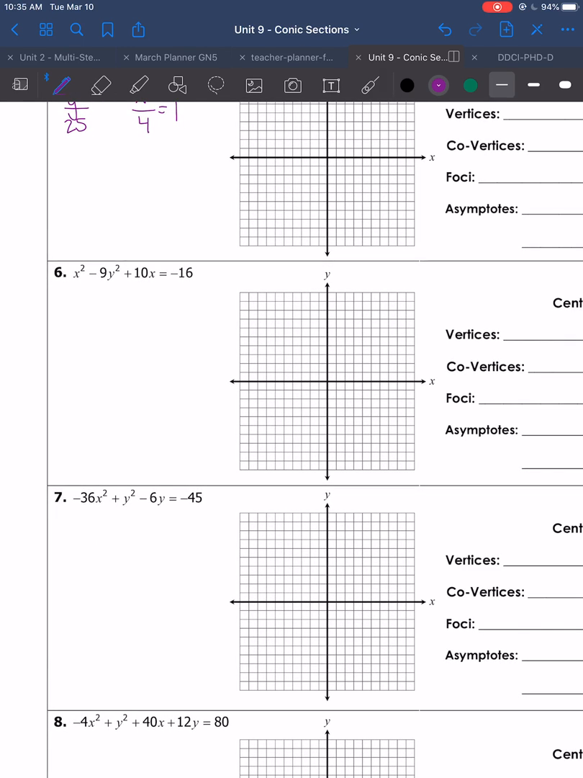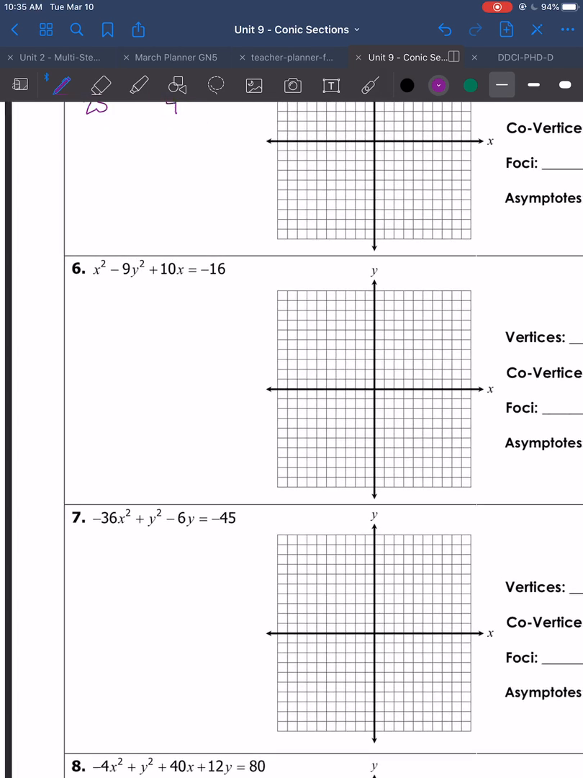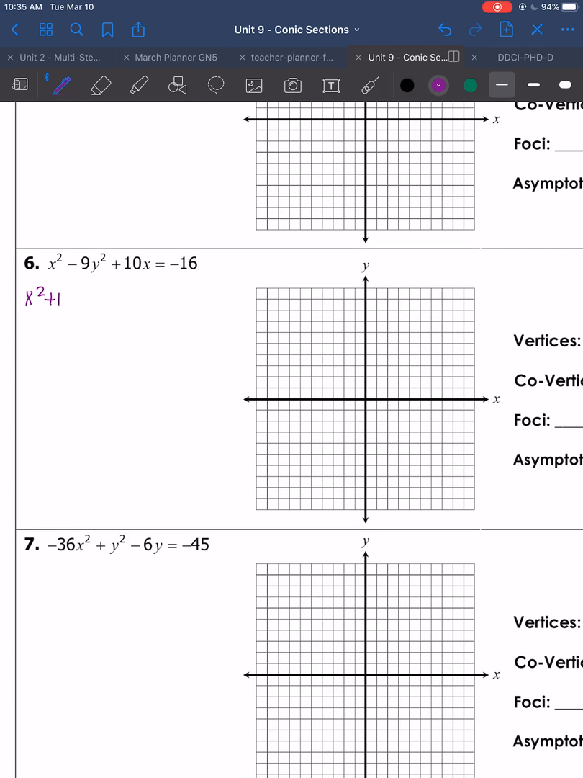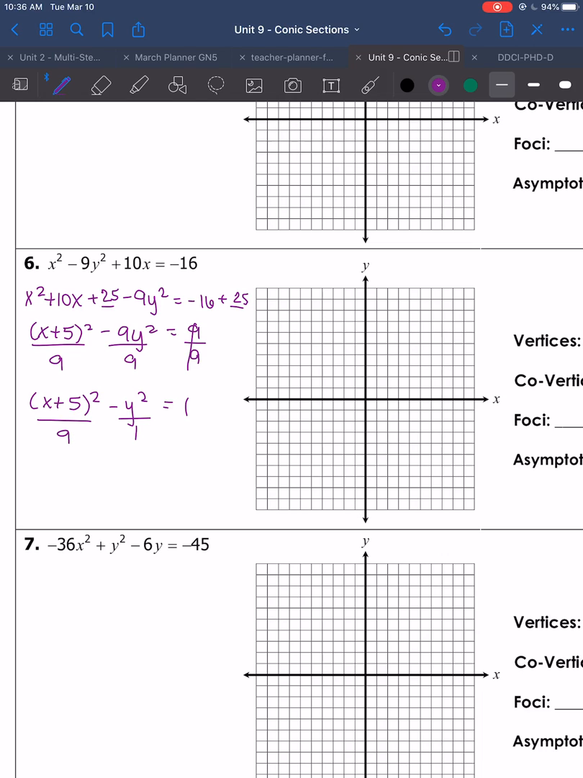This one I'm going to have to complete the square. So I'm going to have x squared plus 10x plus something minus 9y squared equals -16 plus the same something. 10 divided by 2 is 5, squared is 25. So then this becomes x plus 5 squared minus 9y squared equals 9. I need to divide everything by 9. So 1 equals -y squared over 1, and then x plus 5 squared over 9.